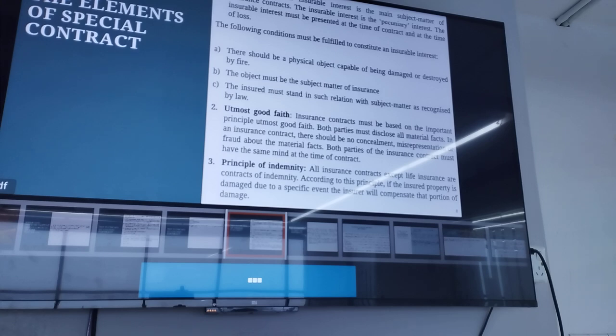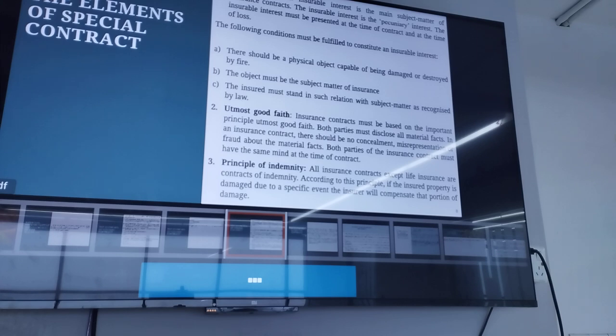The following conditions must be fulfilled to constitute as insurable interest. Number one, there should be a physical object capable of being damaged or destroyed by fire. The object must be subject matter of insurance. The insured must stand in such relation with subject matter as recognized by law.